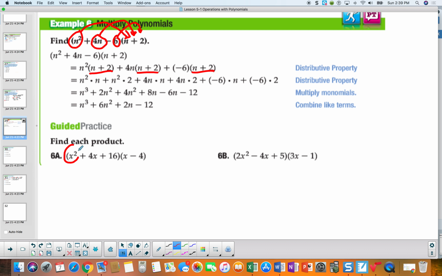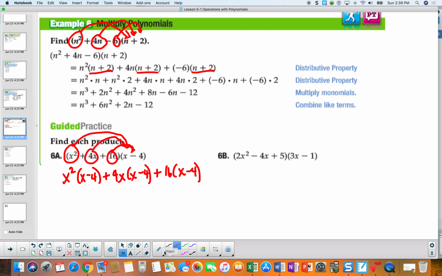I'm going to take this and multiply it to the whole term, this, multiply it to the whole term, multiply this to the whole term. Then it's going to look like this: x squared times x minus 4 plus 4x times x minus 4 plus 16 times x minus 4. Now I have to do some more distributing. X to the third minus 4x squared plus 4x squared minus 16x plus 16x minus 64.